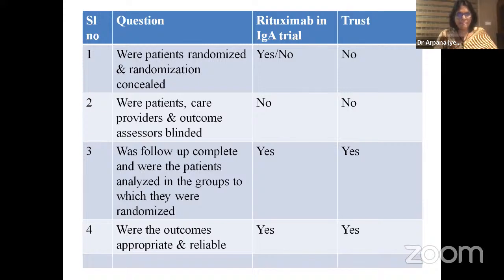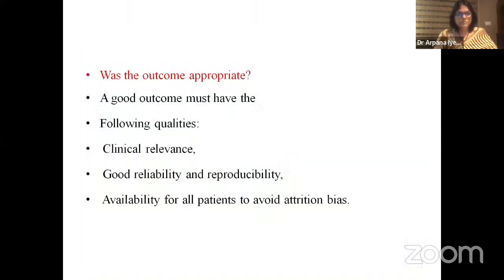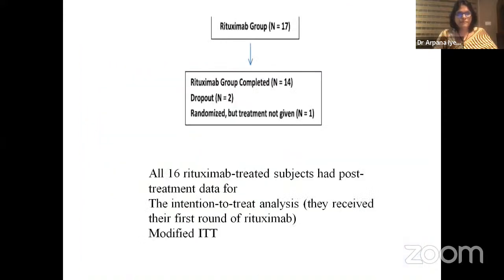And was follow-up complete, and were the patients analyzed in the groups to which they were randomized? In other words, was it an intention to treat analysis? Yes, this was an intention to treat analysis, but it was a modified intention to treat analysis. The total subjects randomized to the rituximab group was 17, but 14 of them completed and 2 dropouts were there. But still those 2 dropouts were included in the rituximab group. So the total subjects in the rituximab group was 16.